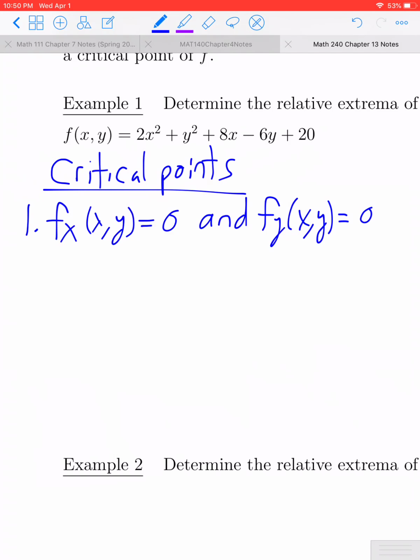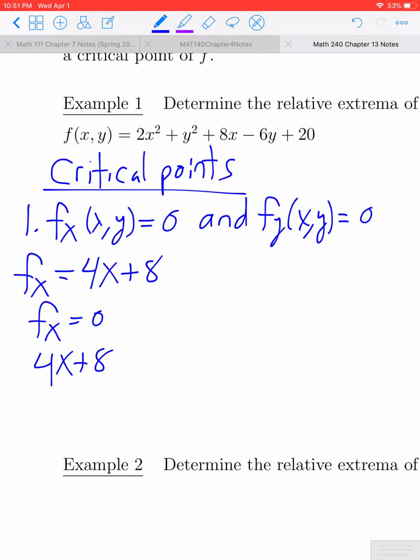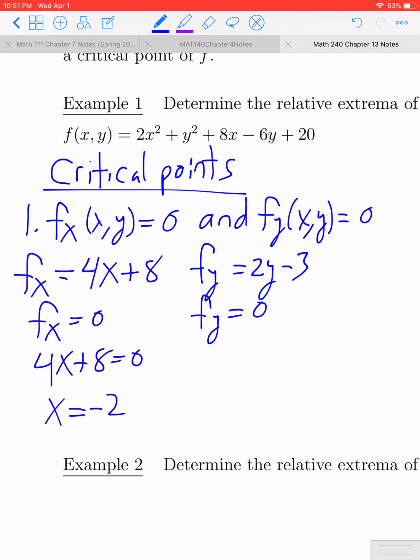If I take the partial of f with respect to x, fx is going to be equal to 4x plus 8. Fx will be equal to 0, means that 4x plus 8 has to be equal to 0, or that x will have to be equal to negative 2. The partial of f with respect to y is going to be 2y minus 3. The partial of f with respect to y is equal to 0 when 2y minus 3 equals 0.